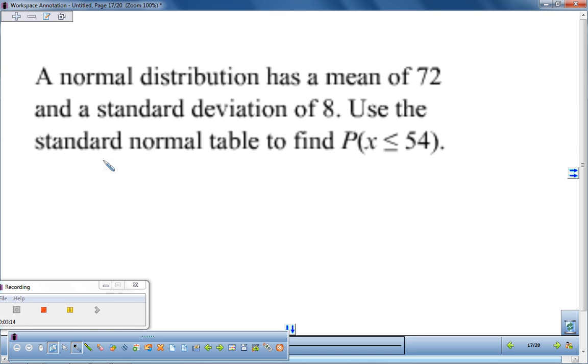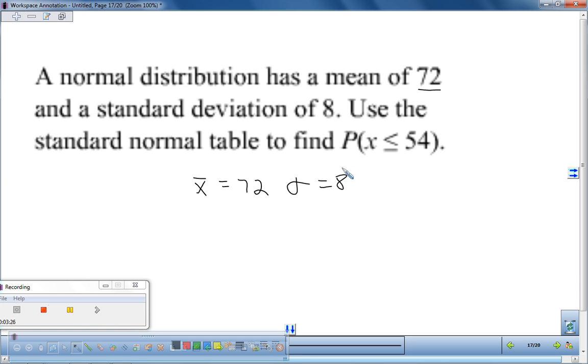Alright, let's look at another example. Same type of problem where we have a normal distribution that has a mean of 72, so x bar is equal to 72, and we have a standard deviation of 8, and here we want to find the probability of x being less than or equal to 54. Now you may want to check and see if it's an exact standard deviation away in either direction, that way we wouldn't have to use the table, but it's not, so we're going to have to use the table. So for that, we're going to have to come up with a z-score.